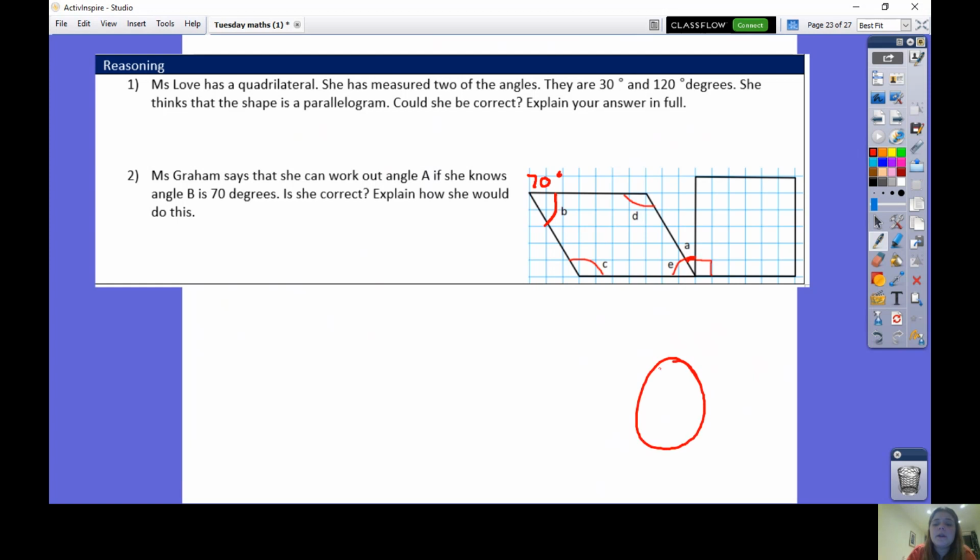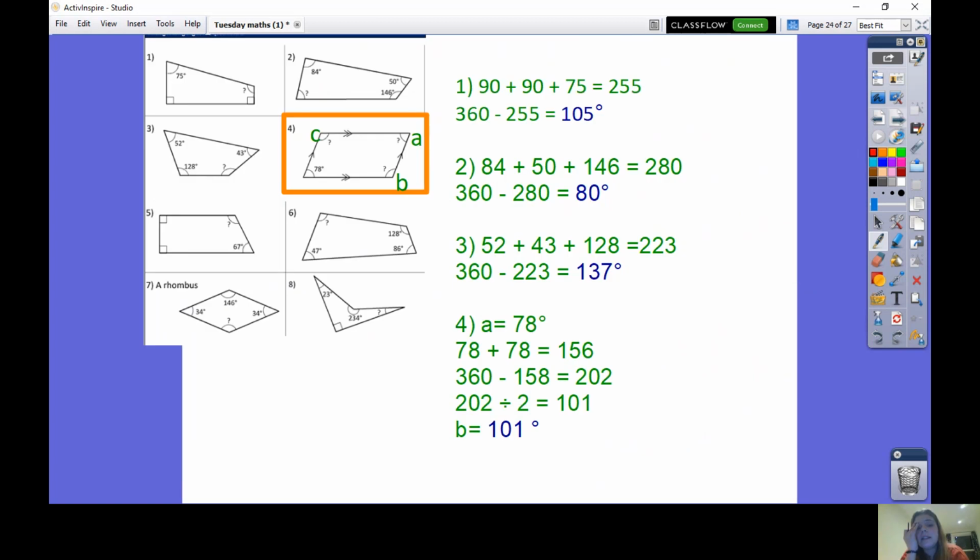Okay, so if you want to try those questions, pause the video and have a go. I'm going to go through the answers now to the other questions. The way that I've gone through the answers, I've broken it down into your addition and your subtraction steps so you can work out exactly where you went wrong. For example, in question 1, you had to do 90 degrees, add 90 degrees, add 75 degrees, which was 225, and then subtract that from 360 to get 105 degrees.